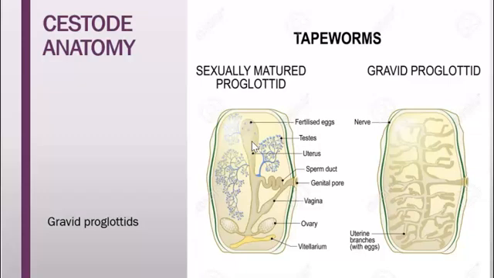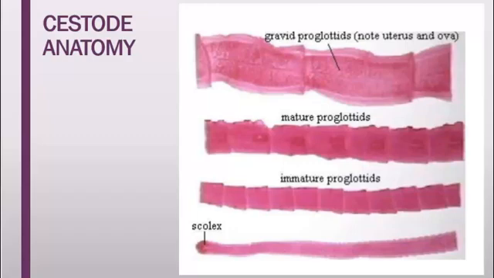Now our gravid proglottid, meaning that the proglottid is not only sexually mature, but it has fertilized eggs. Here are some fertilized eggs on the gravid proglottid, but we can also differentiate between the different species of tapeworms based on the pattern of the gravid proglottid or the uterine branches, and the eggs are within the branches of the uterus.